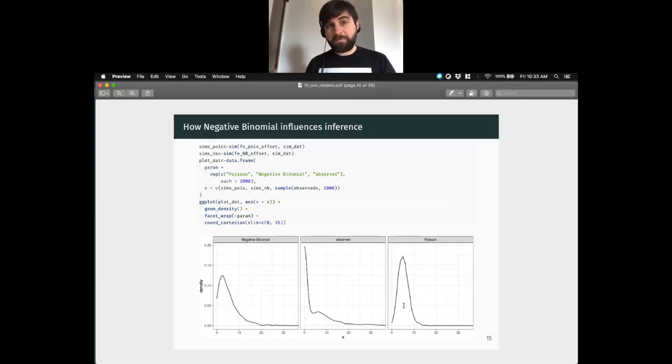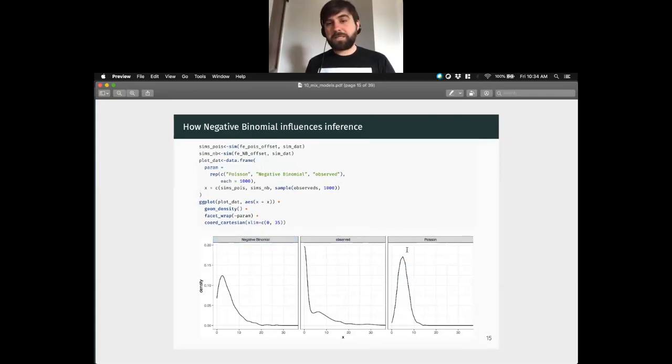I'm going to simulate from it. I'm going to take draws from my Poisson and draws from my negative binomial, where again I'm just saying 100,000 people. Give me 1,000 predicted death counts for a county with 100,000 population. And I want to set this up so I can look at the three together. So here's my negative binomial predicted values, here's my observed values, and here's my Poisson values on the right. So negative binomial, observed, and Poisson.